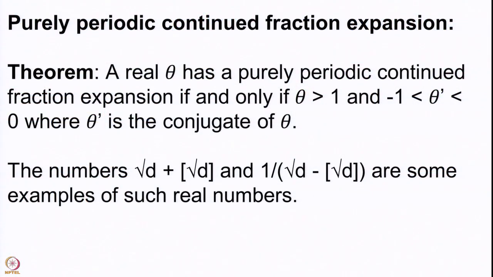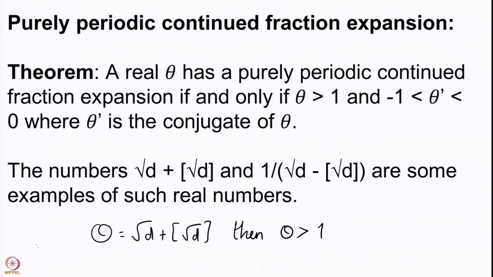We would like to see that there are some certain real numbers which have purely periodic continued fraction expansions, and whenever we would want to have that, we need to only check that these two conditions are satisfied. So we give some examples of such real numbers. The numbers root d plus integral part of root d and 1 upon root d minus integral part of root d, these are some examples of such real numbers.